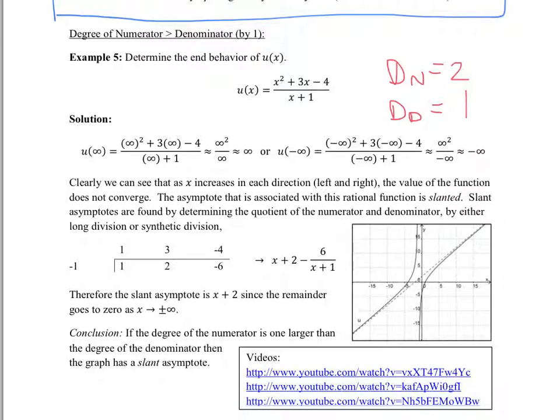Think back to chapter 8. You could factor, that's one way. Does the numerator factor? What does it factor into? A negative 1. Does that cancel with the denominator? So factoring is going to help me. How else can I divide?